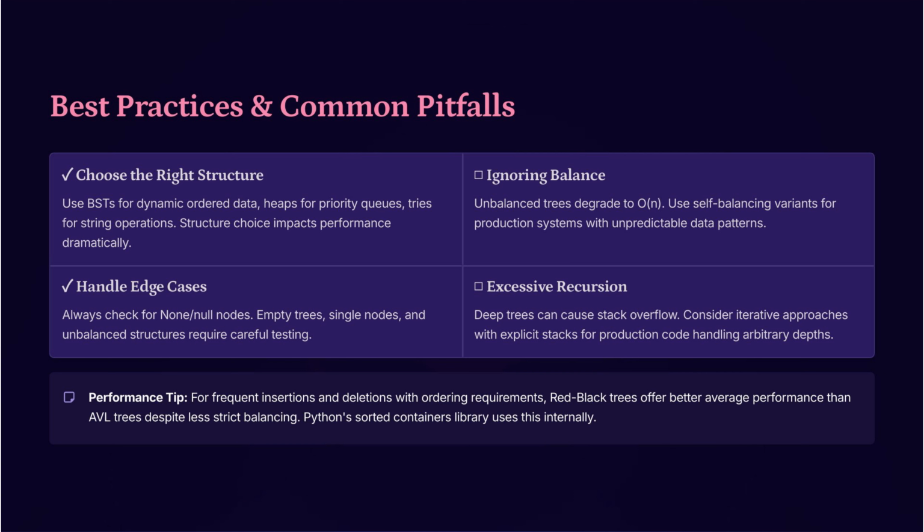Choosing the right tree structure is crucial. Use binary search trees for dynamic ordered data, heaps for priority queues, and tries for string operations. Avoid unbalanced trees. They degrade performance to O(n). Handle edge cases like None nodes, and consider iterative approaches to prevent stack overflow in deep trees. Red-black trees offer better average performance for frequent operations.